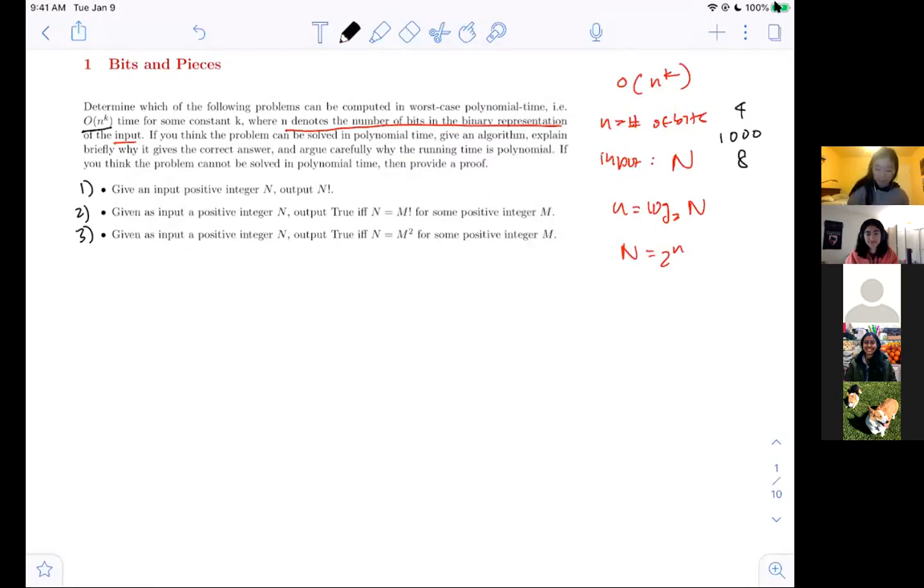So our first problem is we want to determine an algorithm that, given an input n, outputs n factorial. So does anyone have any first thoughts on if this can be done in polynomial time or not? If you don't want to talk today, you can feel free to put it in chat. You don't have to come up with an algorithm on the spot. Just give a yes or no hunch. Yes, do you think it can be done in polynomial time in terms of the number of bits? Or no, you think n factorial is pretty big and it can't be done in polynomial time?